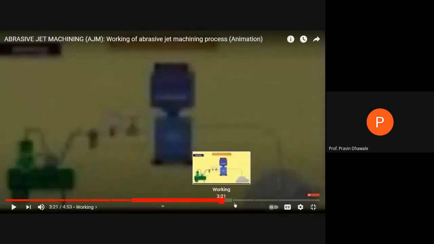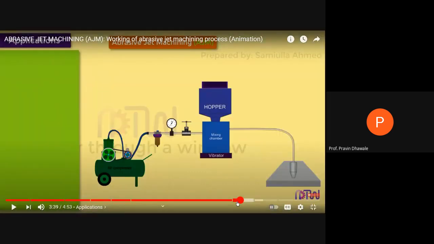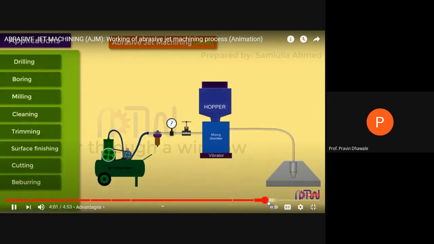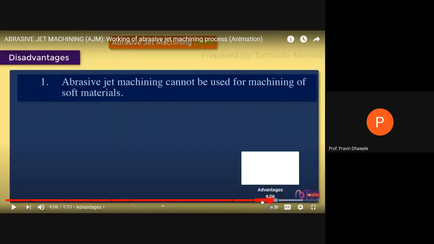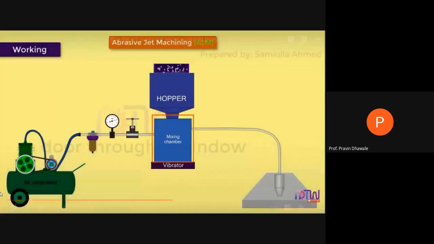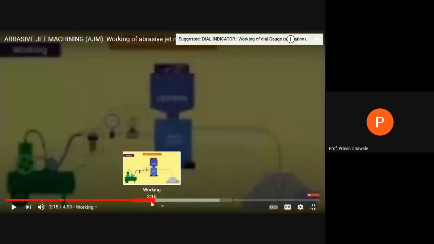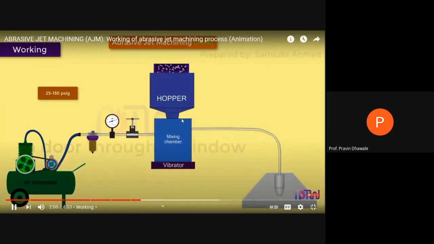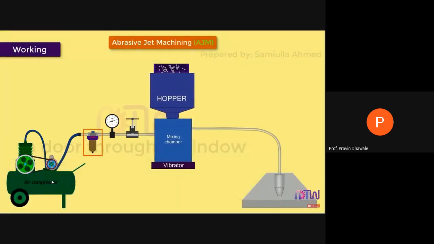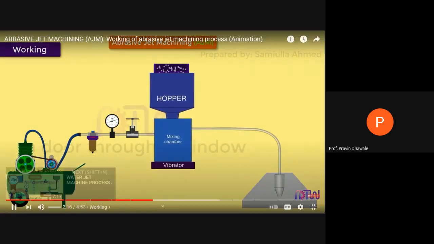If you go to the animation part, it is used to mix the gas and abrasive particles. Air is drawn by the compressor. It pressurizes the gas to higher pressures. Usually, air is compressed to pressures between 25 to 130 psi. After the compressor, there is a filter. The function of the filter is to clean the impurities present in the atmospheric air. After filtering, there is a pressure gauge.